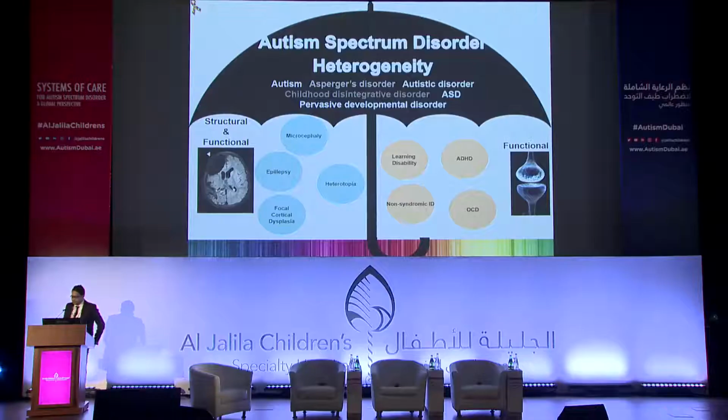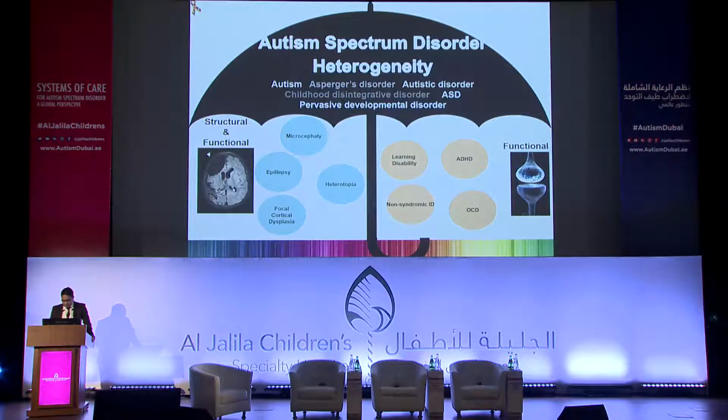classification, microcephaly, epilepsy, heterotopia, or focal cortical dysplasia are often manifest as comorbid conditions with autism spectrum disorder, and these conditions sometimes have physical abnormalities at the tissue level in the brain. Whereas ADHD, OCD, or non-syndromic intellectual disability or learning disabilities don't have any tissue-level dysmorphic feature in the brain, but they are functional at the level of synapses. You see deficits. So a wide range of heterogeneity exists in autism spectrum disorders.